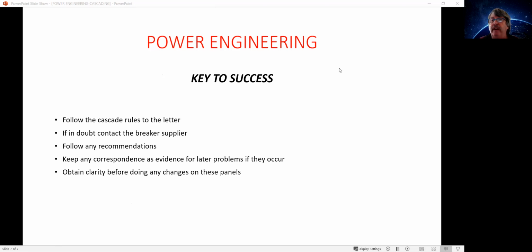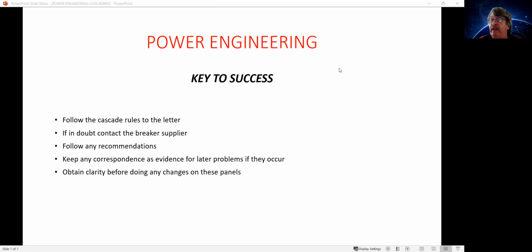The following is probably the key to success here: follow the cascade rules to the absolute letter. You need to get hold of your manufacturer, your supplier, and get the details that you require in terms of what is cascadable in their offering. That could be the CBIs, the ABBs, the Schneiders, Mitsubishi has it as well. Get a good working knowledge from that supplier of exactly what is available. Any recommendations in terms of additional stuff?